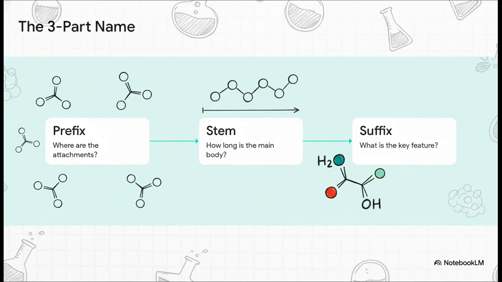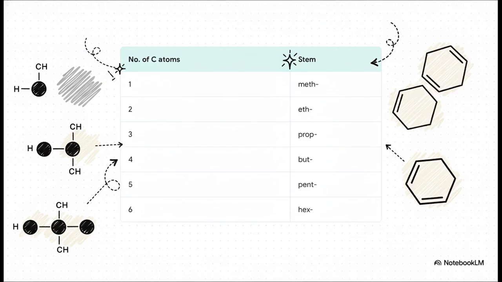First, the stem tells you how long the main carbon chain is. Then, the suffix identifies the most important special piece, that main functional group, and finally, the prefix tells you about any other attachments and exactly where they're located. Let's just focus on the stem for a second. This is the easy part. It's just a code for the number of carbons in the main backbone.